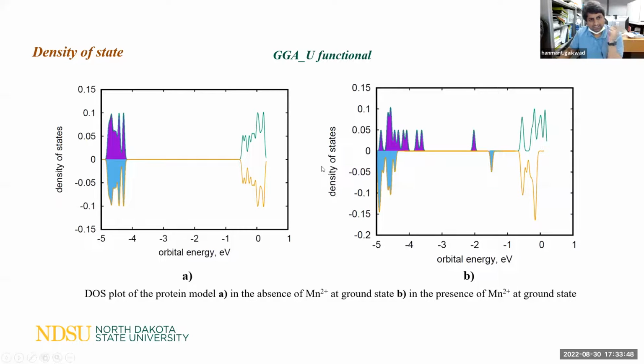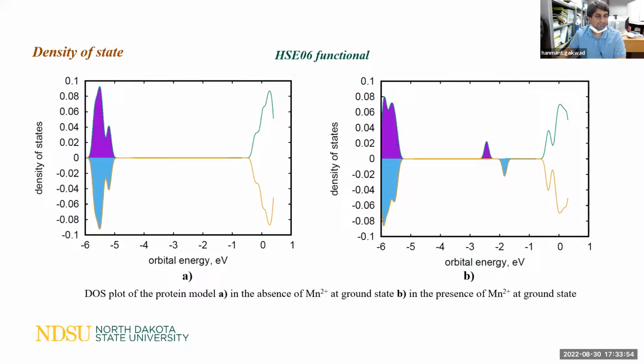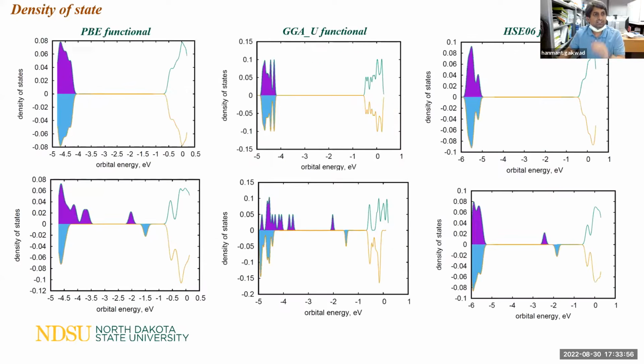So here I plotted the orbital density of states for it, as well as for the HSE functional. This is the comparison for these three functionals, where I see that for the PBE and GGA-U functional, the gap we are seeing is not that much different. But when it comes to the HSE hybrid functional, the gap is much more.